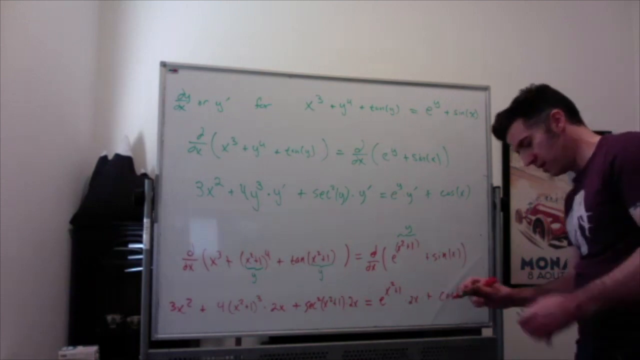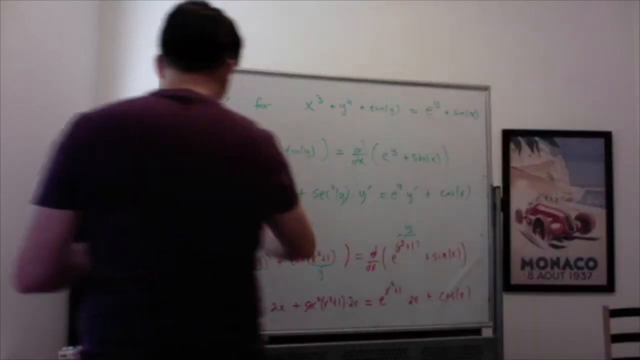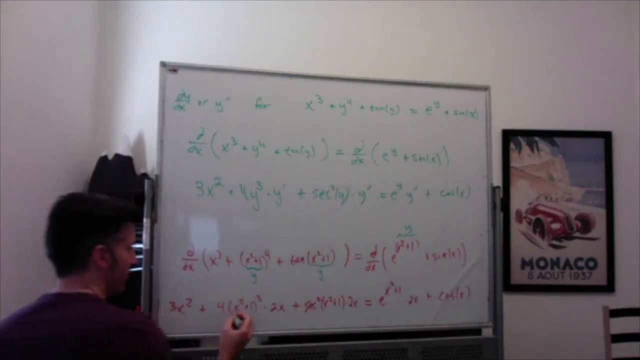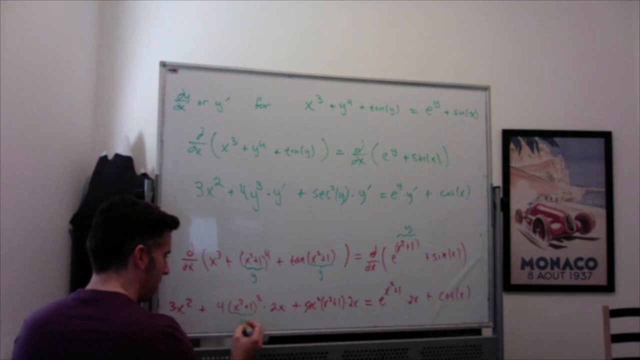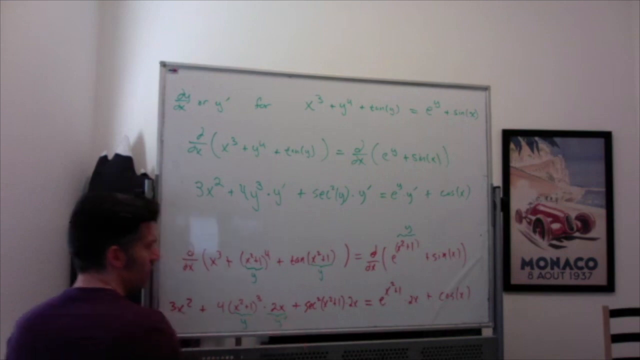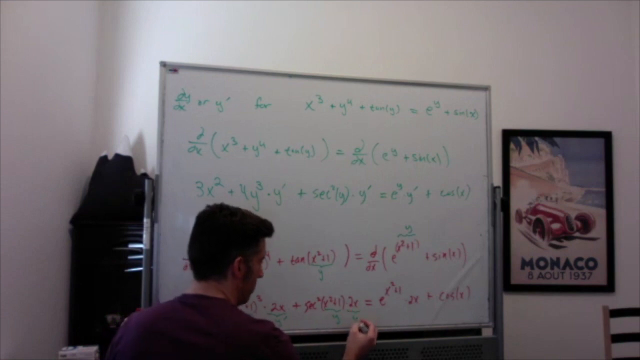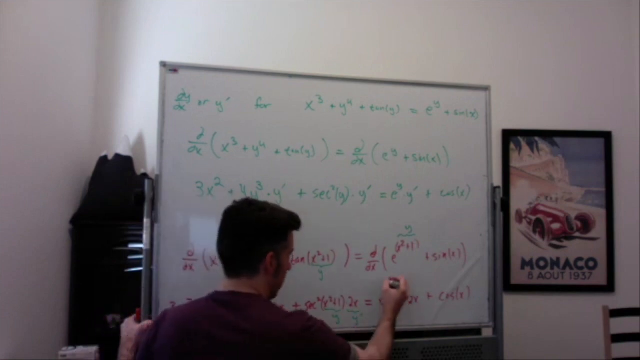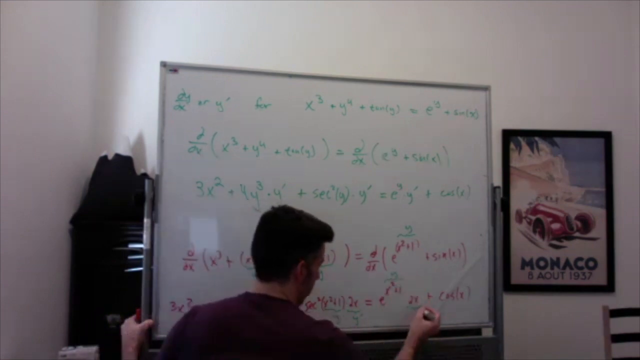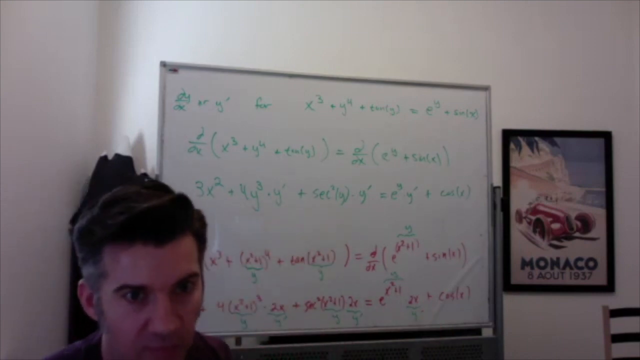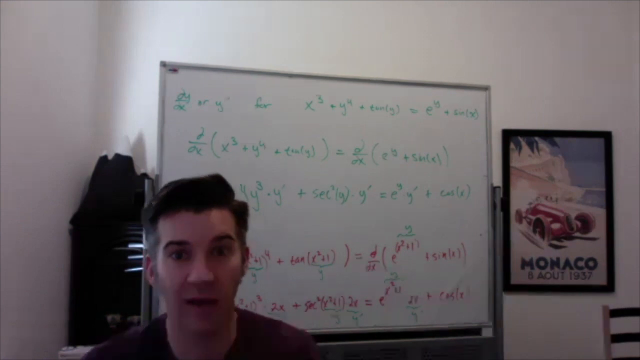But look, this is really just the same thing I've written up here. This is 3x squared plus 4y cubed times y prime plus secant squared of y times y prime equal to e to the y times y prime. It's literally the same as that, just I've changed what I'm calling y.